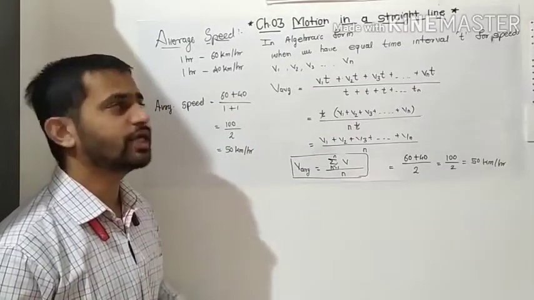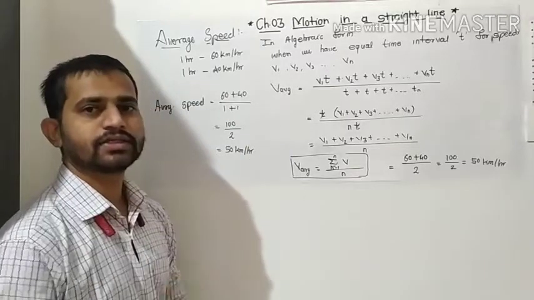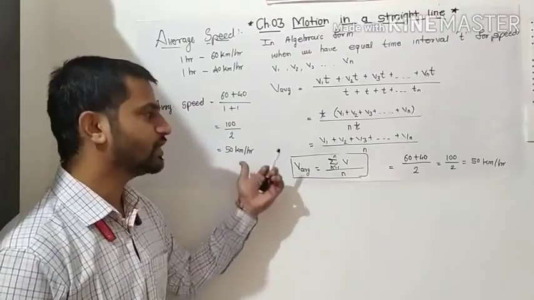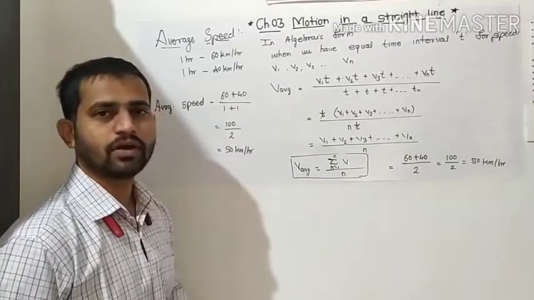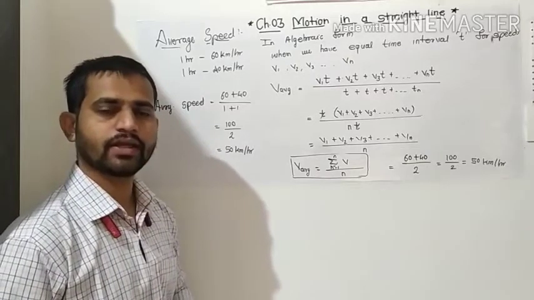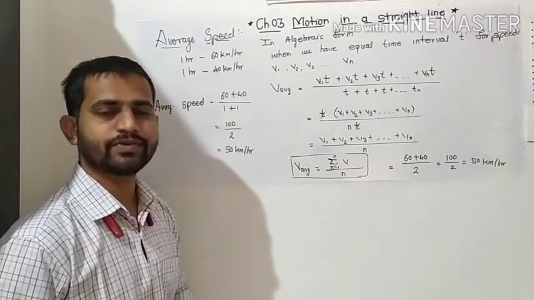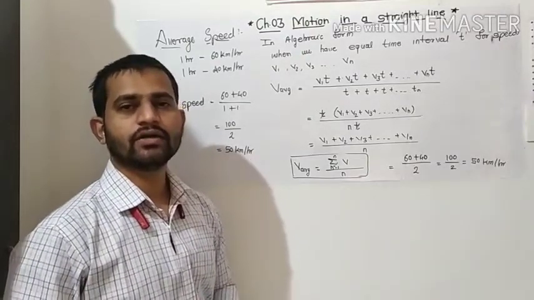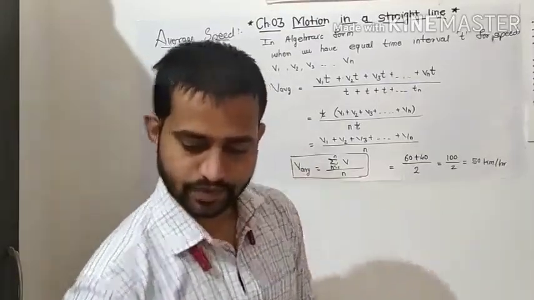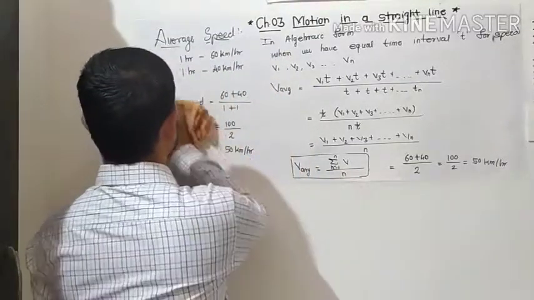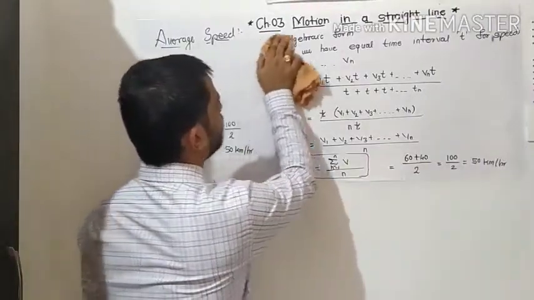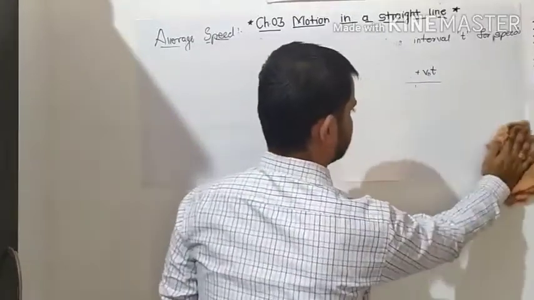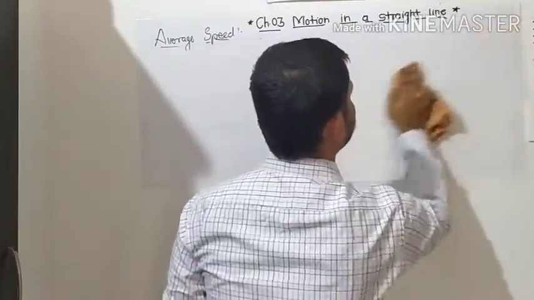So like this, if the time intervals given are the same, then we can use this formula. This is the algebraic form, and this type of example can come on the average speed where the equal time interval is given. Now the second case is when equal distances are given. We will consider how to calculate the average speed when equal distance intervals are given, not the time interval.